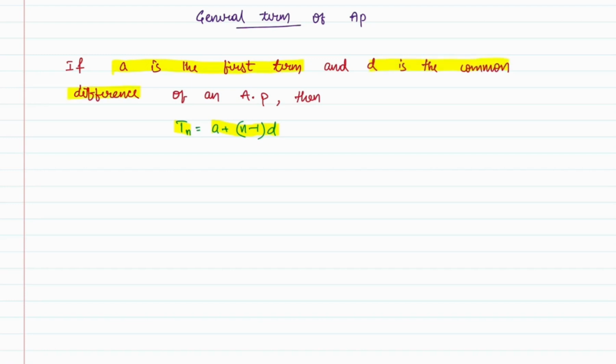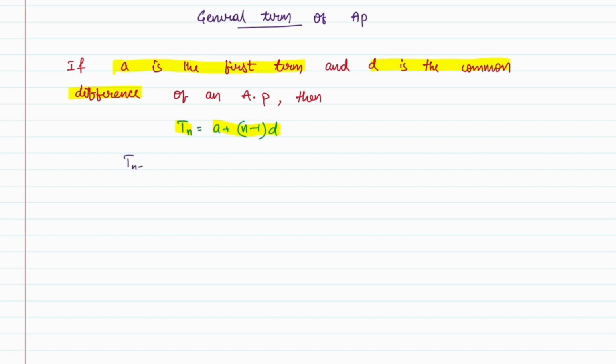So we can check whether this term T of n satisfies the property of the arithmetic progression, which is that the difference between consecutive terms should be equal to the common difference, right? Now what will be T of n plus 1 according to the formula? It will be a plus n plus 1 minus 1 into d, minus T of n. T of n is a plus n minus 1 into d.